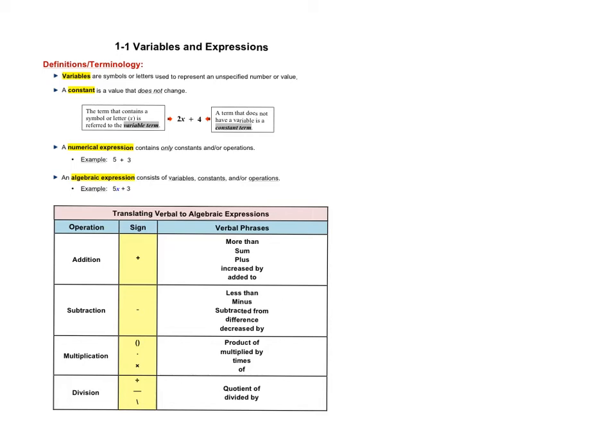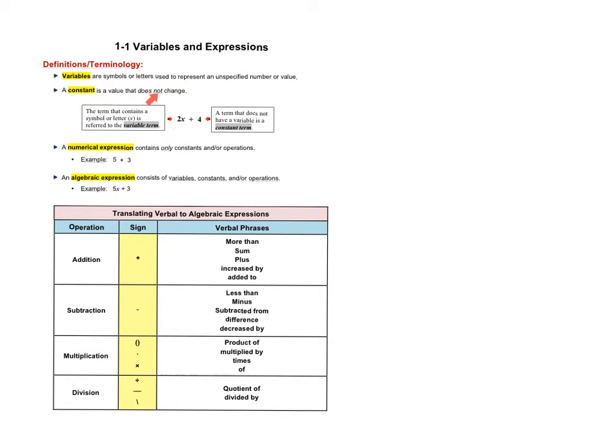This is 1-1, variables and expressions. So looking at this example here, 2x plus 4, I just want to point out some of this vocabulary. The variable is a symbol or letter that represents an unspecified number. So in this case, the x is the variable.